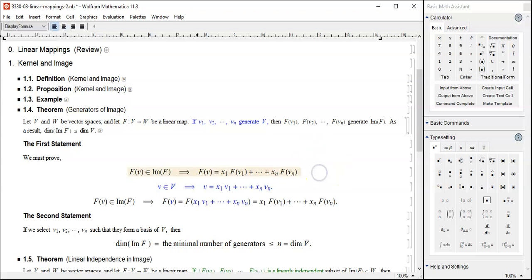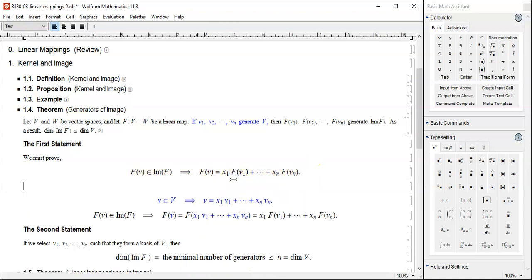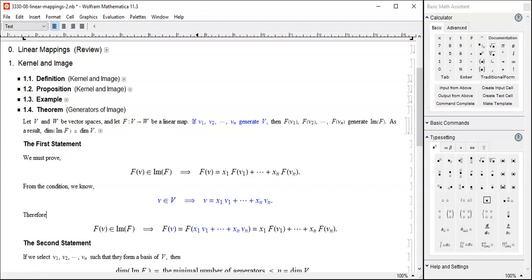We must prove this. We know this. Therefore, we conclude that. So that completes the proof.